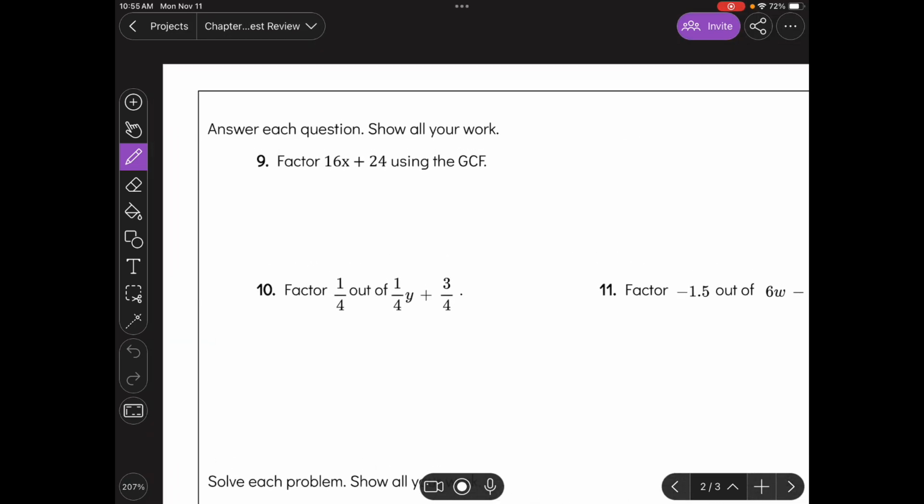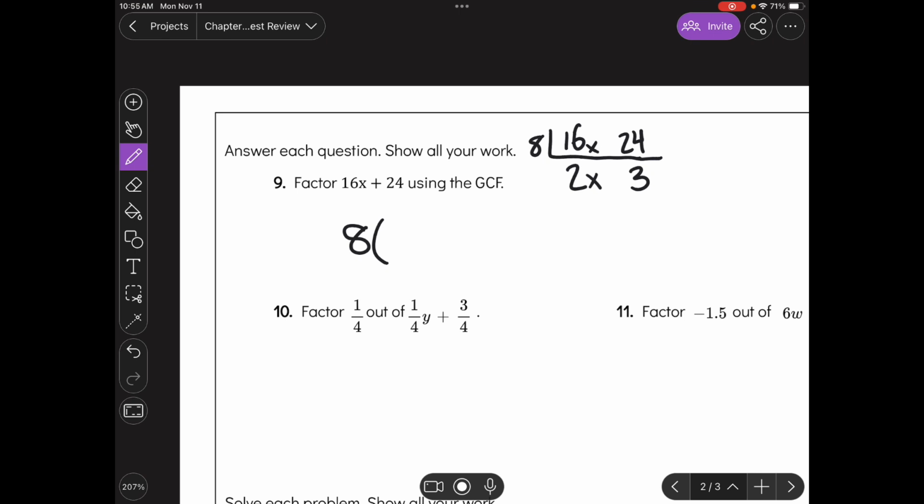Moving on, number 9. It says factor out, or factor 16x plus 224 using the greatest common factor. To find greatest common factor, all right, we can do our ladder method. The greatest common factor between 16 and 224 is going to be 8. 8 goes into 16 2 times, add my variable. 8 goes into 24 3 times. To make this a factored expression, I need to make sure I have my GCF outside, and then these go inside. Make sure your signs match.